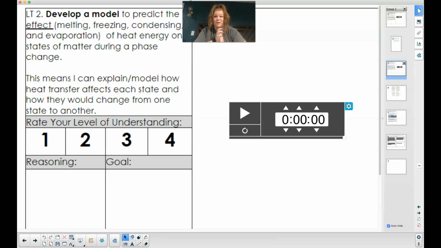Okay, our next question wants us to develop a model, so those pictures, to predict the effect. So we're looking for melting, freezing, condensing, and evaporation. Gosh, this hand just always comes in handy when we have 4 things we're doing. So I'm talking about melting, freezing, condensing, and evaporation of heat energy on states of matter during a phase change.